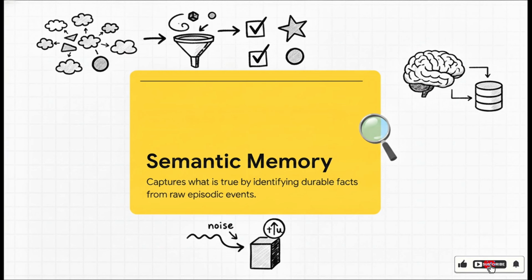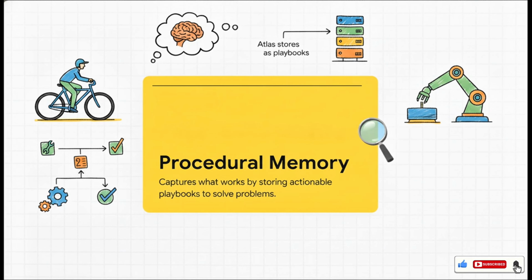And that brings us to our second category, semantic memory. This captures what's true. The system actually analyzes those raw episodic events to identify durable, superseding facts. It separates the important long-term truths from just the everyday noise of the raw chat log. Finally, we have the third category, procedural memory. This captures what works. Over time, the AI learns how to act and how to actually solve problems. Atlas stores these as playbooks, which are essentially series of steps designed to solve a specific problem.